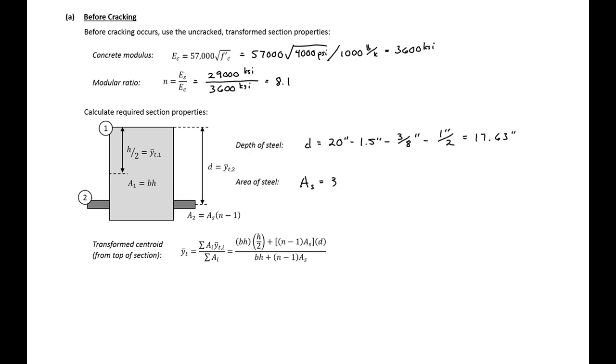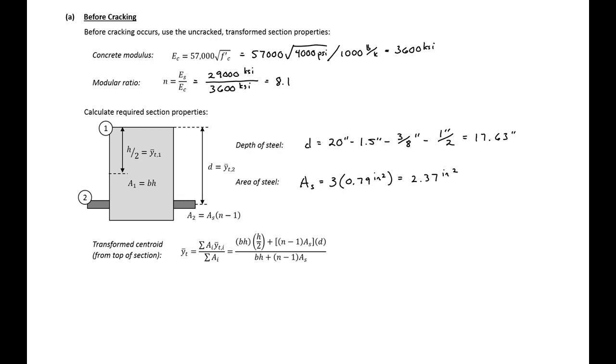We can also find the area of our steel. We have 3 number 8 bars, which will give us a total area here of 2.37 square inches.